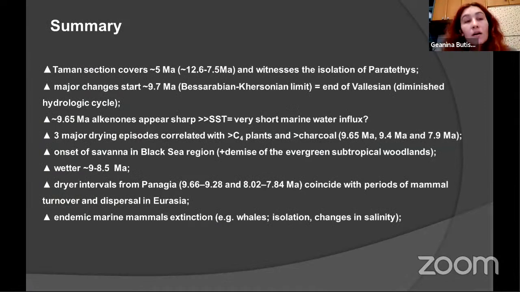As a summary, the Taman section covers pretty much 5 million years. And why it's important is that it basically witnesses the isolation of Paratethys. So until around 9.6, we see this connectivity and open basin hydrology. And after that, when it starts to be disconnected, we see the appearance of drying intervals all around the area.